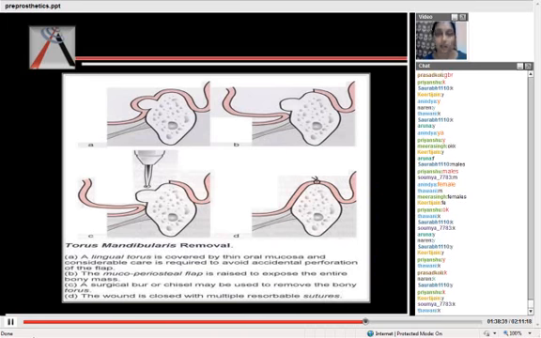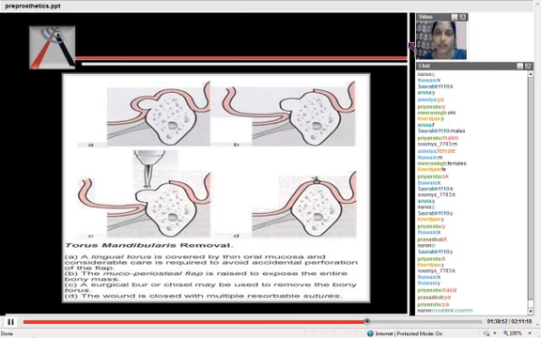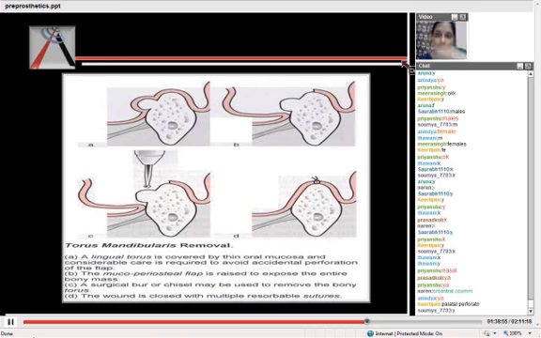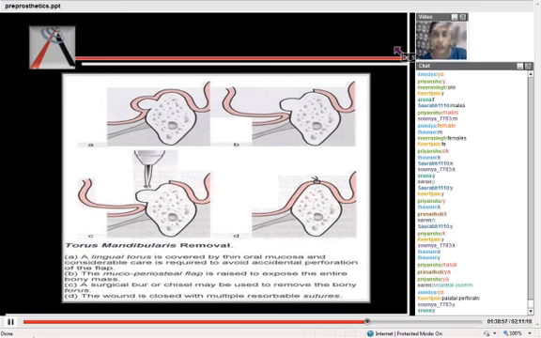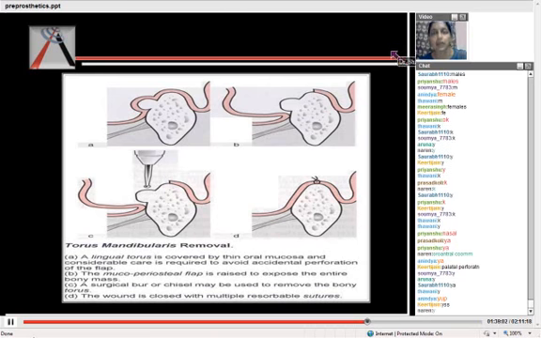Now maxillary tori, as you guys remember, has to be removed in pieces. You cannot remove it en bloc like you do for the mandible. The reason being, there are chances that you might perforate the nasal floor. Remember the picture in your surgery textbooks? You divide it into those squarish pieces, and then you remove it piece by piece. The reason being, there are chances you might perforate the nasal floor.